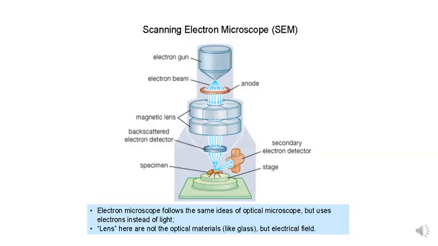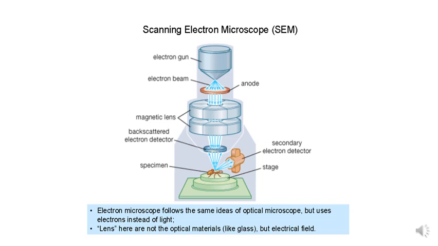So this is the setup for the instrumentation. What actually happens in the SEM? The beam of electrons comes from the electron gun. After the electron gun functions, the electrons go to the anode, then pass through the magnetic lens, then pass through the backscattered electron detector, and go to the specimen. And this is the secondary electron detector. It will detect all the secondary electrons emitted from the bombardment of the primary electron.